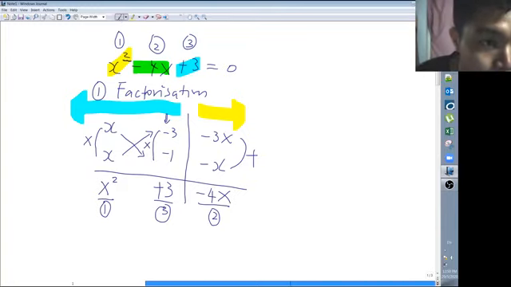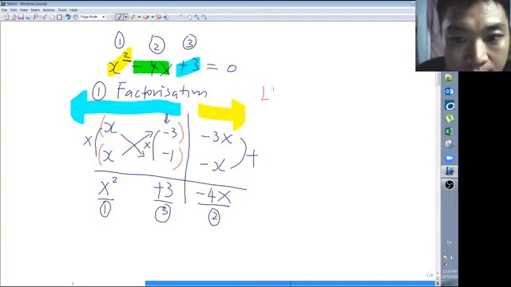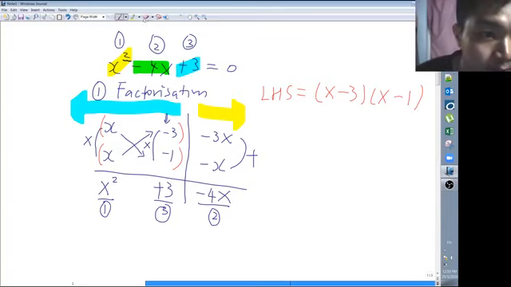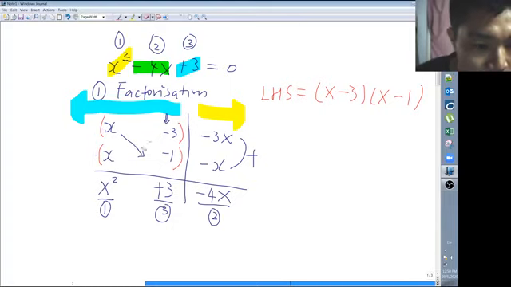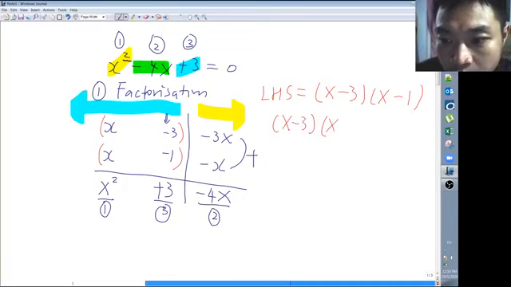These two are the factors of the left hand side. Therefore your left hand side of the equation is equal to x minus 3 and x minus 1. I hope you can see, it's x minus 3, x minus 1. So x minus 3 times x minus 1 equals 0. Therefore we just need to equate both terms to 0.